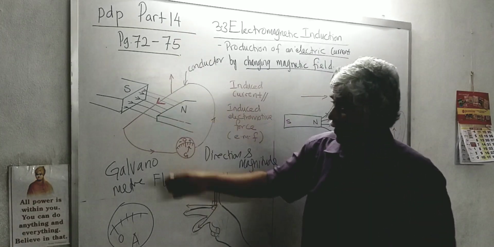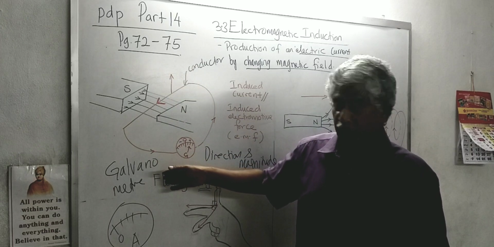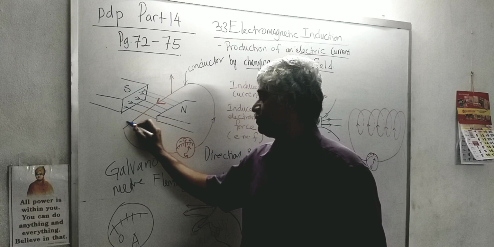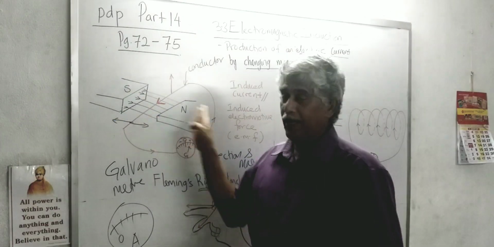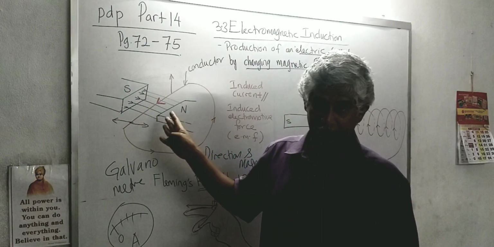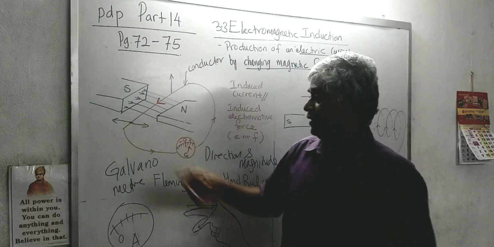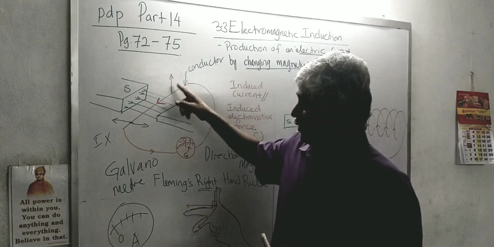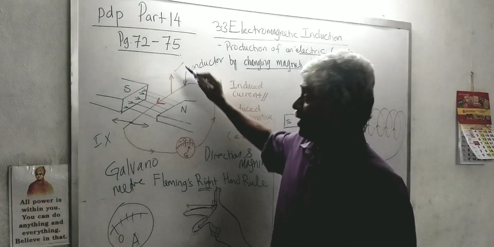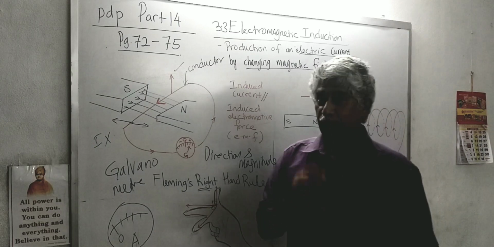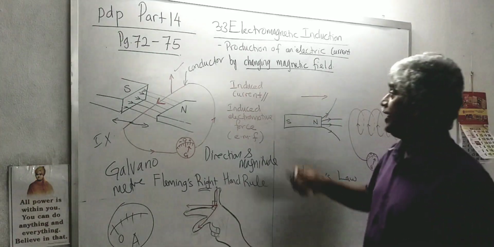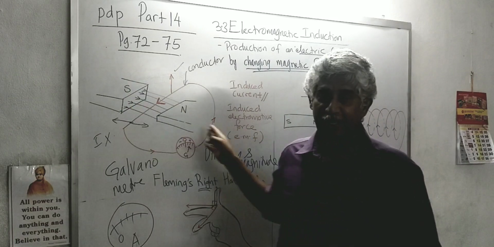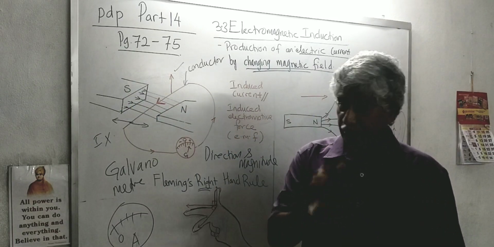If you move up and down, vertical to the flux, perpendicular to the flux, you are cutting the flux. But if you move this way, parallel to the flux, you are not cutting the flux. You are moving along the flux. Therefore, there is no current induced. Only when you move perpendicular to the flux, current is induced. So that you must know first. You are cutting the flux because they say changing magnetic field. If you move along, you are not changing the magnetic field for the conductor. So that you must be very clear.